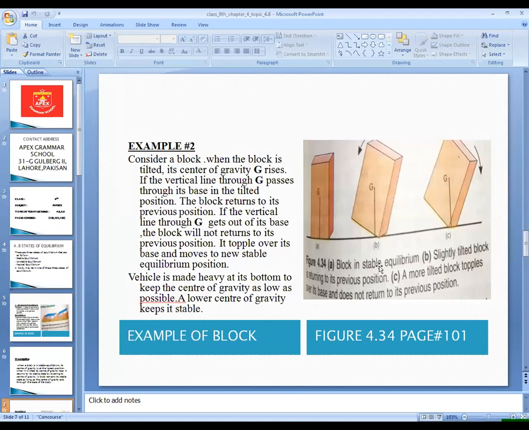So in A, the block is in stable equilibrium. There are three positions of this figure, A, B, and C. In A, the body is in stable equilibrium. In B, if I slightly touch this body and it is slightly tilted, it returns to its previous position if I release it. A more tilted block topples over its base and does not return to its previous position.